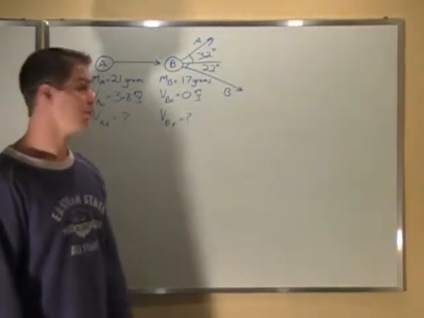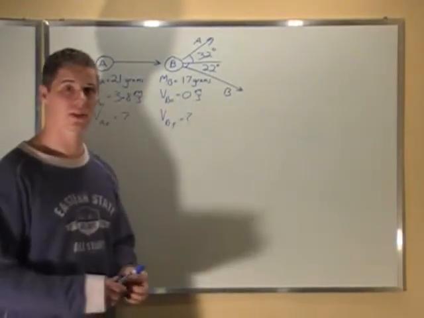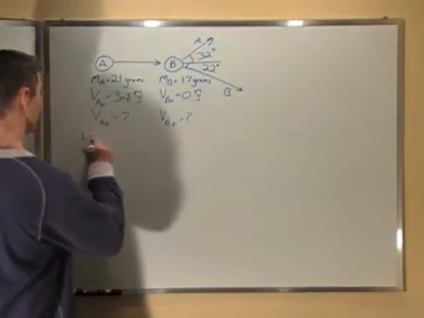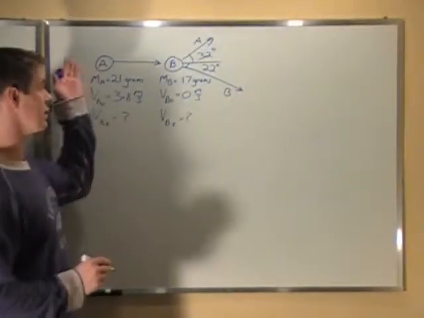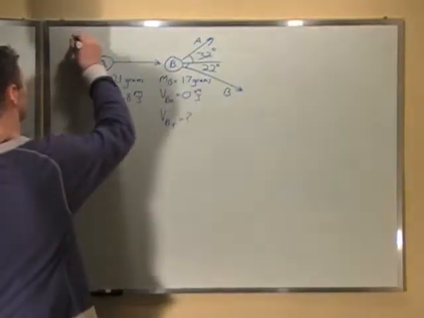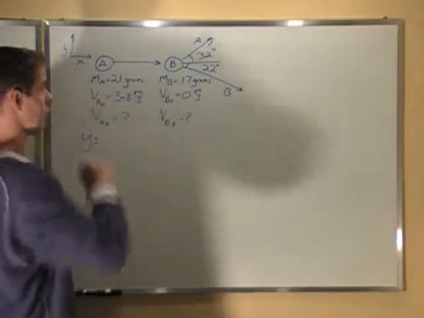Conservation of momentum, we do it in each separate direction. So we have to do it in the y direction and the x direction because momentum is a vector quantity. So let's do it in the y direction to start. Y direction. Initial momentum in the y direction is 0, because the only thing moving is A and it's only moving in the x direction. If we define y is up and x is this way, we have no y-directed motion.